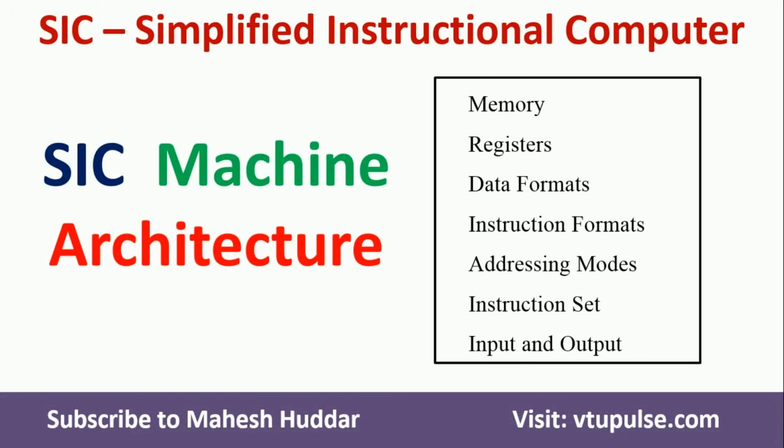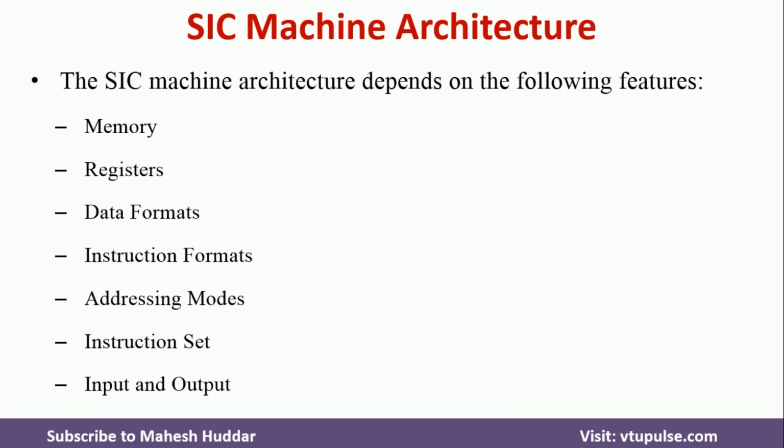Hi, welcome back. In this video, I will discuss the architecture of the Simplified Instructional Computer, that is nothing but SIC. In the previous video, I gave a brief introduction about system software and compilers. The architecture of the SIC machine depends on the following features: memory, registers, data formats, instruction formats, addressing modes, instruction set, and input output statements.